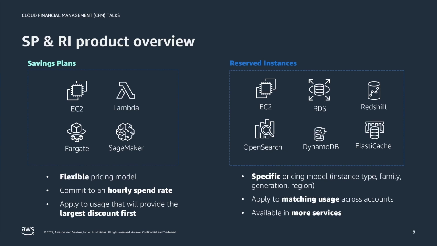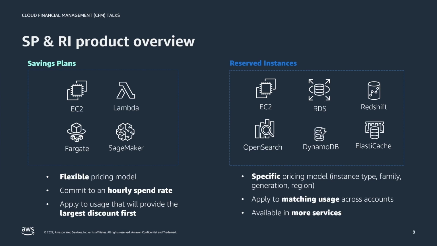On the RI side, you'll see that we do have a little bit more flexibility within products. So we cover RDS, Redshift, OpenSearch, DynamoDB, and ElastiCache with reservations in addition to EC2. We do still have RIs available for the EC2 product if that is your chosen path. And we'll talk a little bit about the pros and cons for each of those in the next couple slides. But if you are looking to cover steady state usage on one of the other products that savings plans are not available for, a reserved instance is absolutely the way to go.